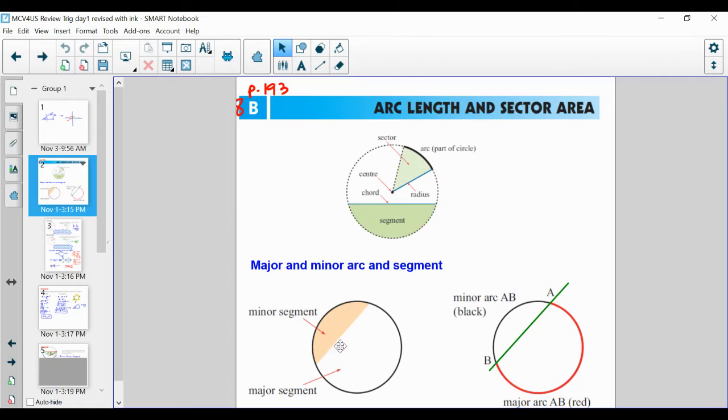Now, when we use a chord and make a segment, we might have a minor segment. We might be interested in the minor segment or the major segment. Minor because it's smaller, major because it's larger. And the minor segment has a minor arc, that's the smaller arc. And the major arc is the arc around the major segment.